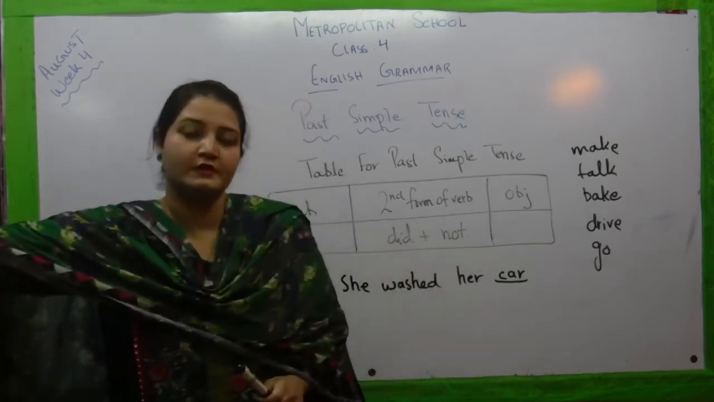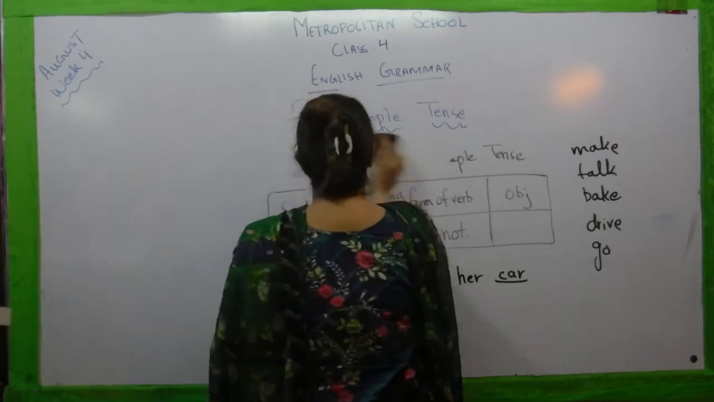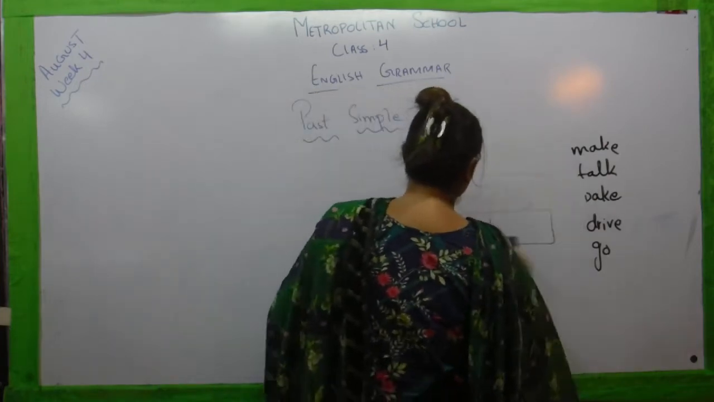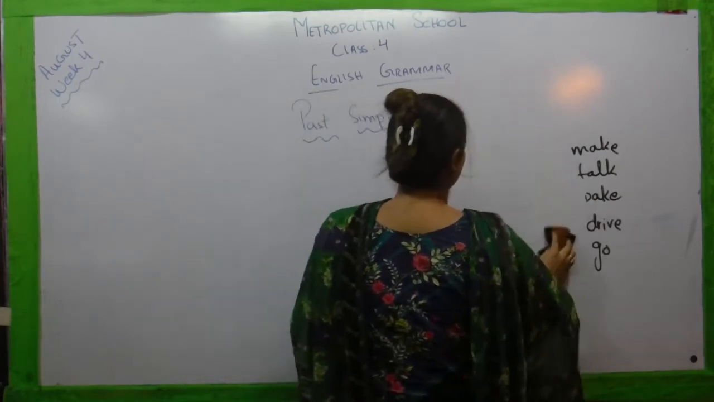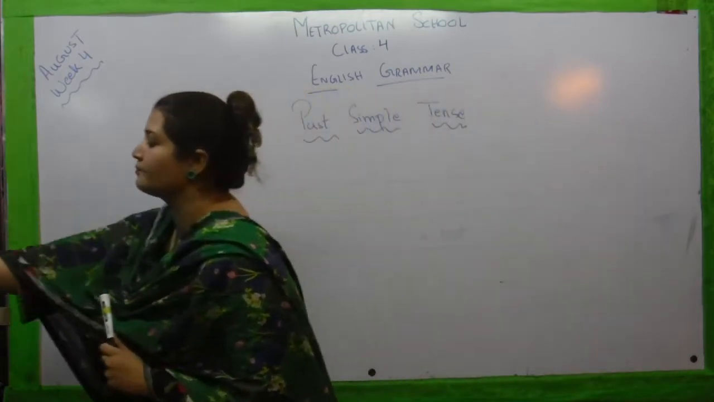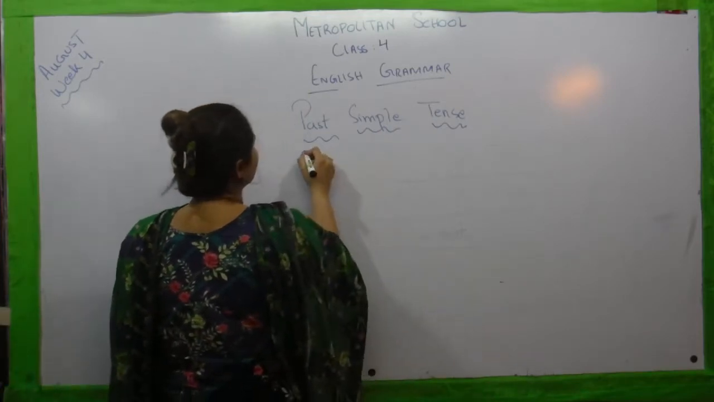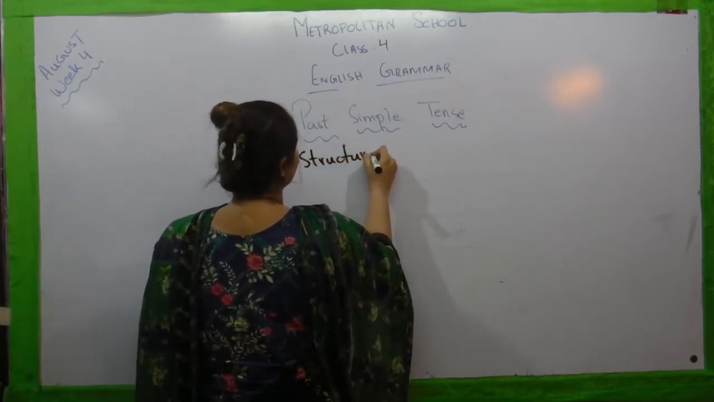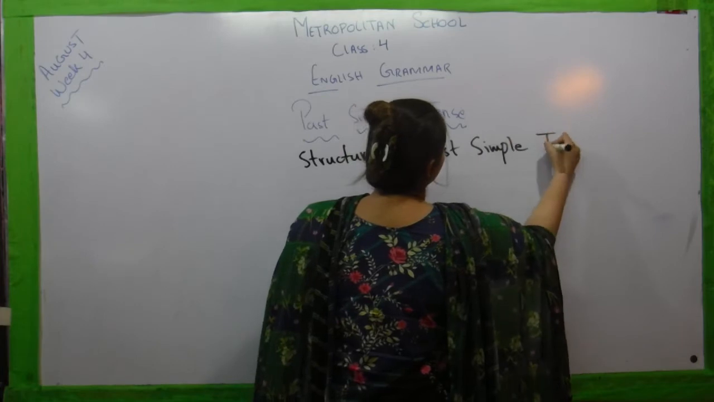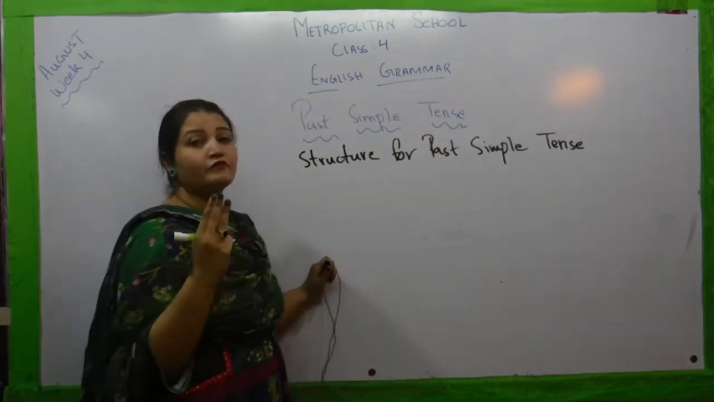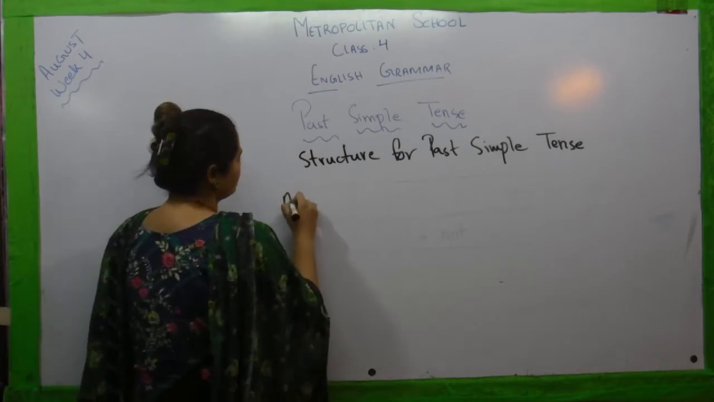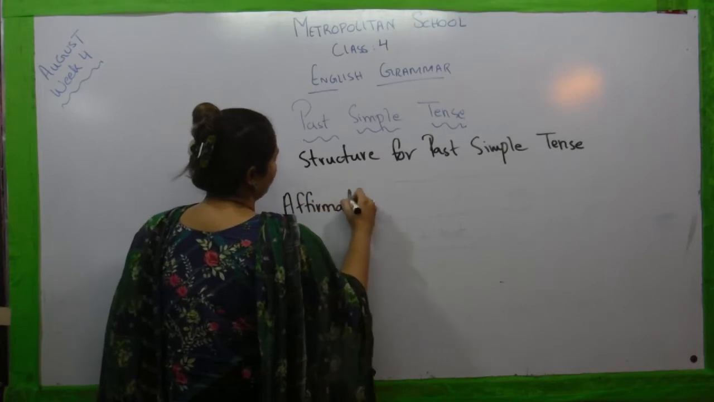So now let's move towards the structure for past simple tense. In our previous lesson, in the present simple tense, I have told you that if you memorize the table and the structure carefully, so tenses are no more difficult for you. It's all about the table and the structure. So now we are going to discuss the structure for past simple tense. Basically, we have three sentences here. We have three categories: affirmative, negative, and interrogative. So at first, we will talk about the affirmative structure.